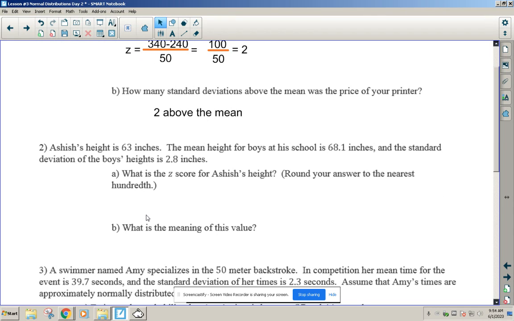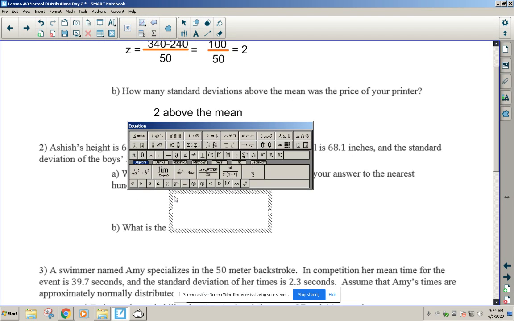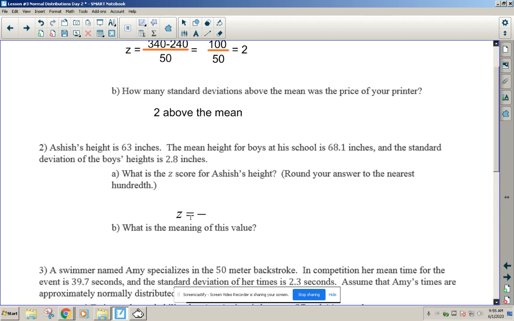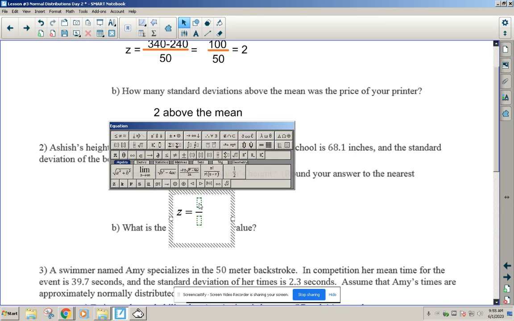Ashish's height is 63 inches, and the mean height for boys at his school is 68.1 inches, and the standard deviation 2.8. What's the z-score for his height? So the z-score equals, and now a fraction, which would give me in the top of the fraction, hopefully this is in the right spot. Actually, let me do this. Okay. All right, now I know I'm in the right spot.